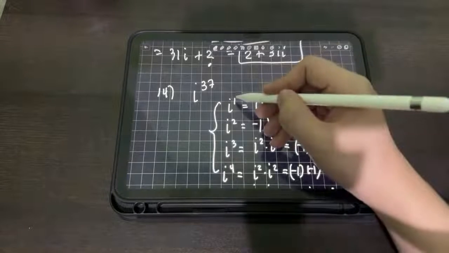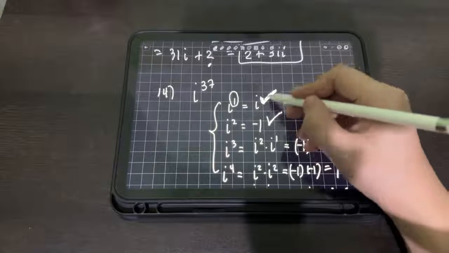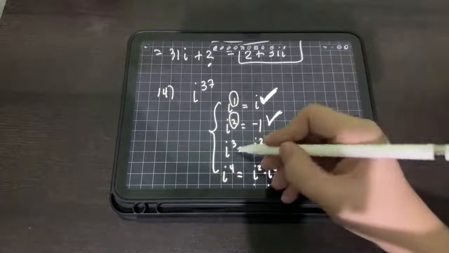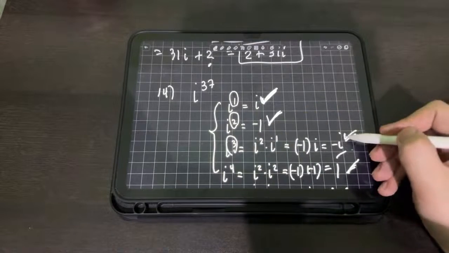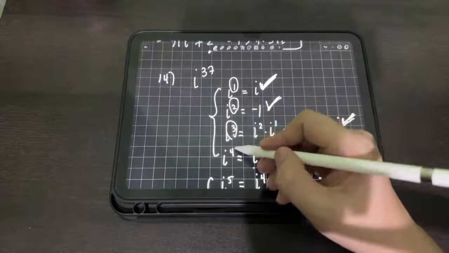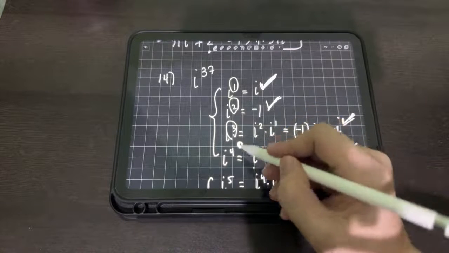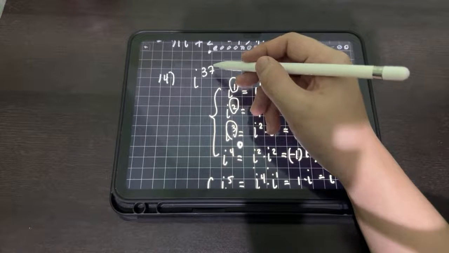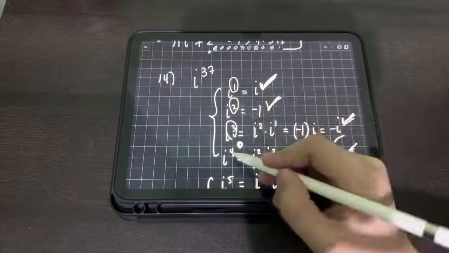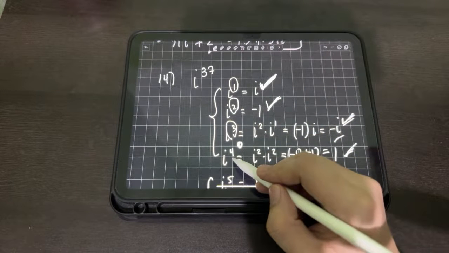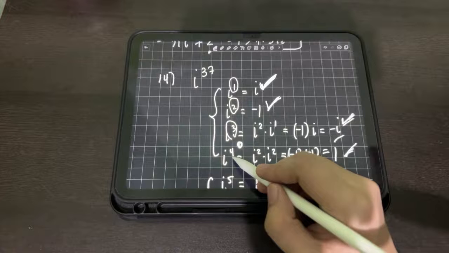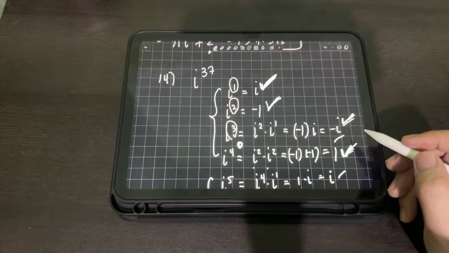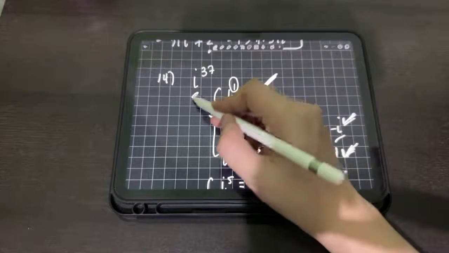So if the remainder is 1, it's equivalent to i. If the remainder is 2, it's equivalent to negative 1. If the remainder is 3, it's equivalent to negative i. And if the remainder is 0, because when you divide an exponent or an integer by 4 and the remainder is 0, it means it is divisible by 4, you will have the value equal to 1. Okay? So applying that concept here.